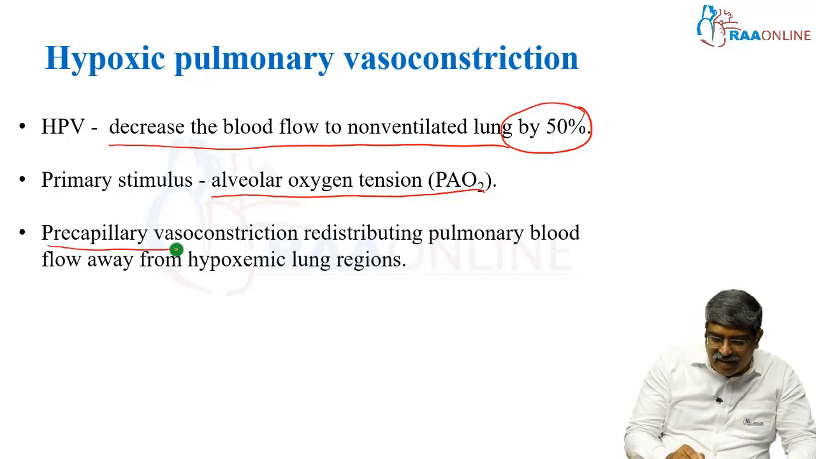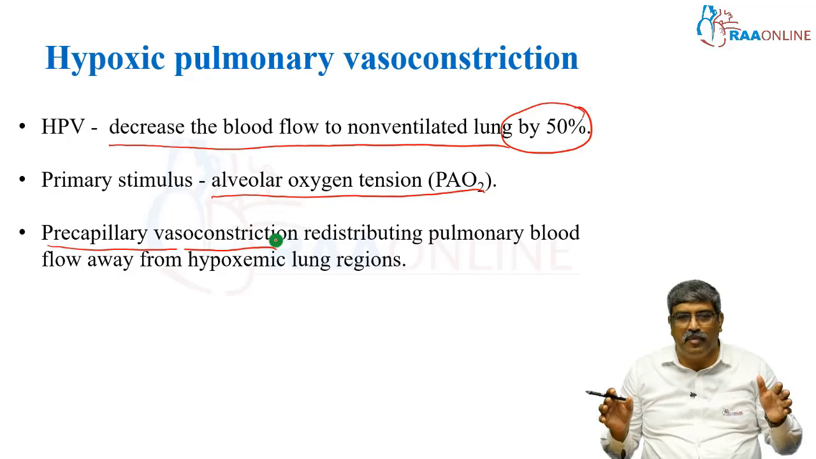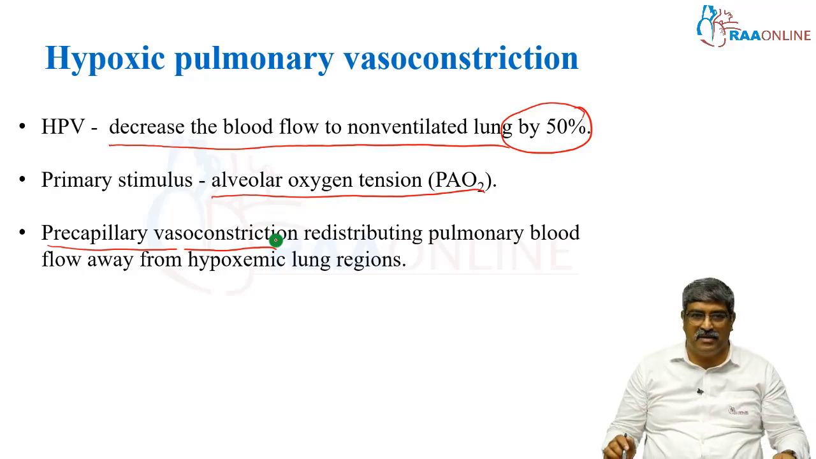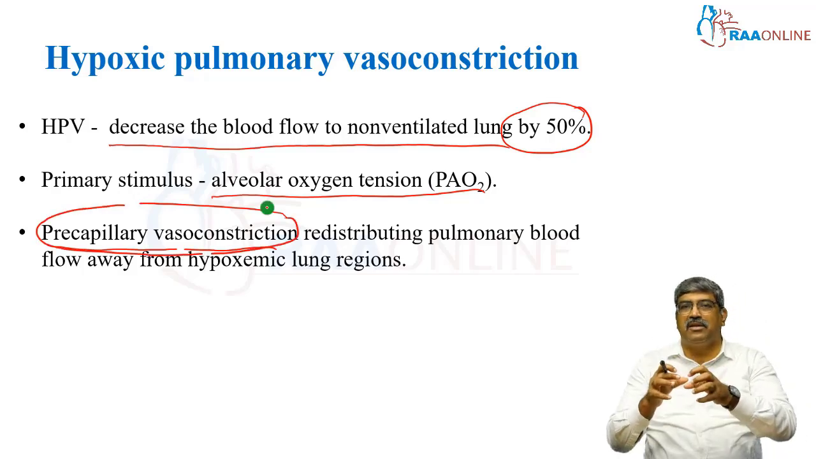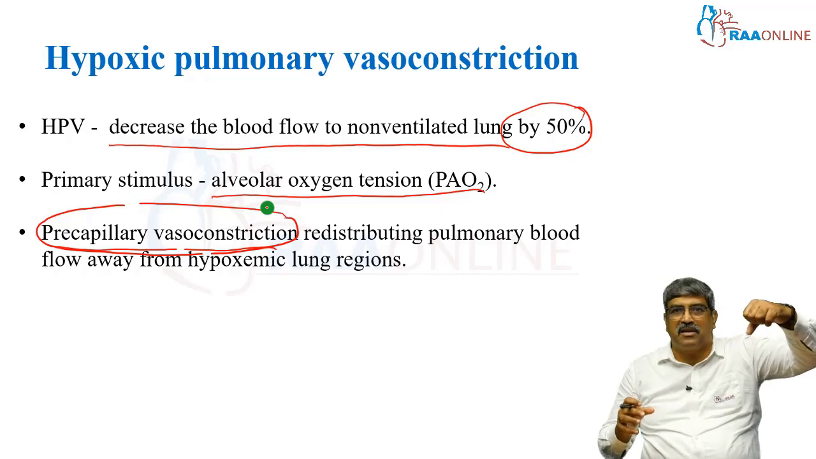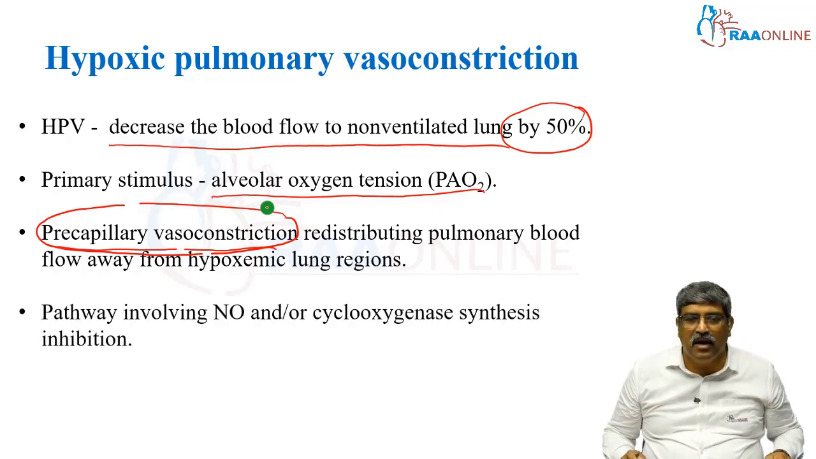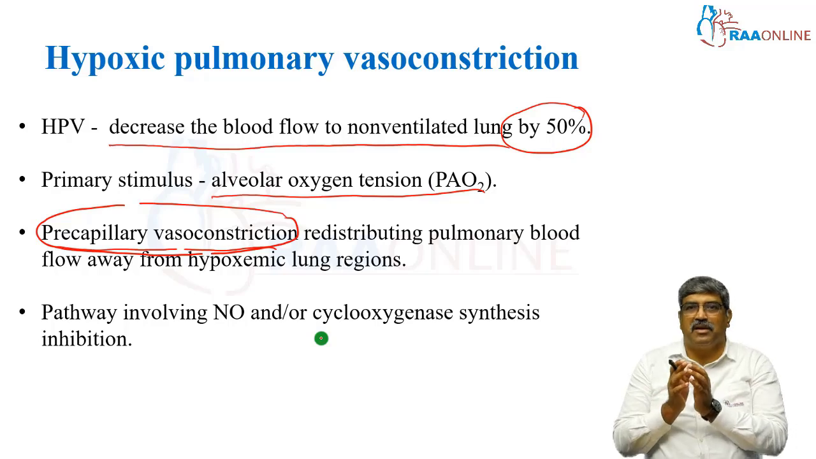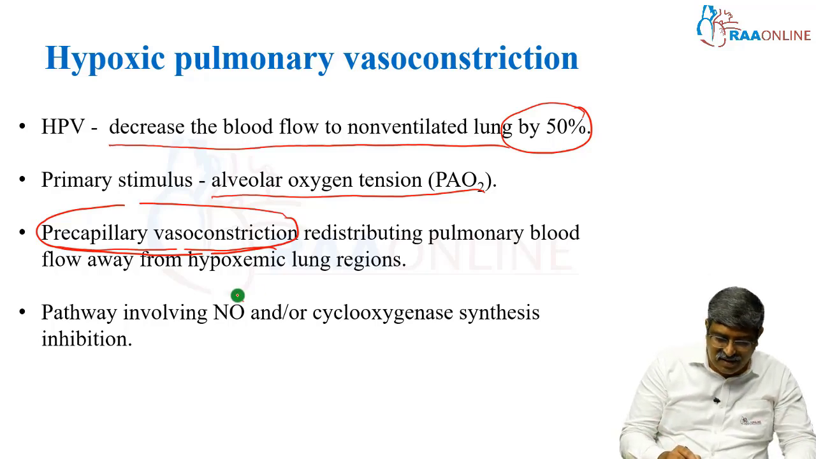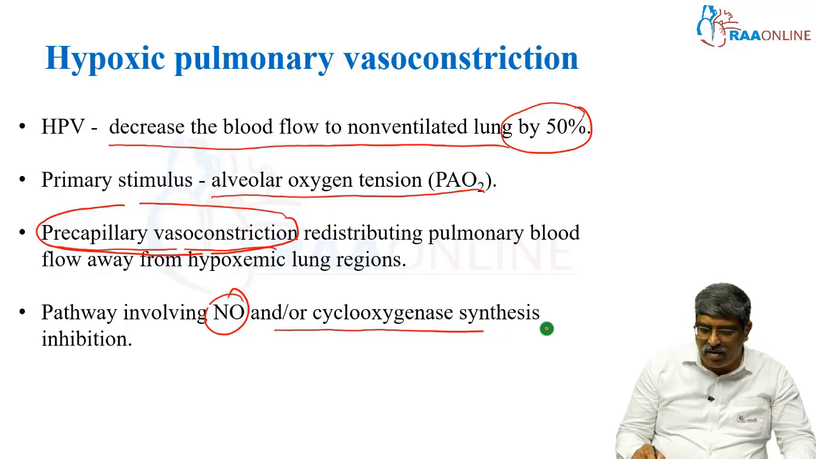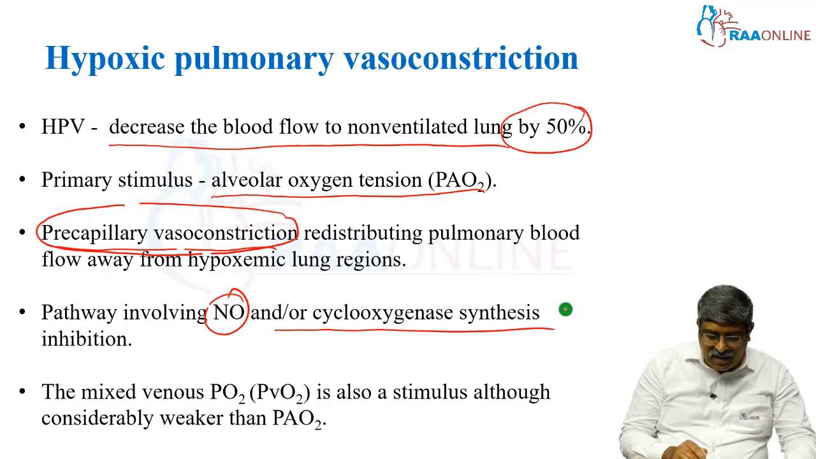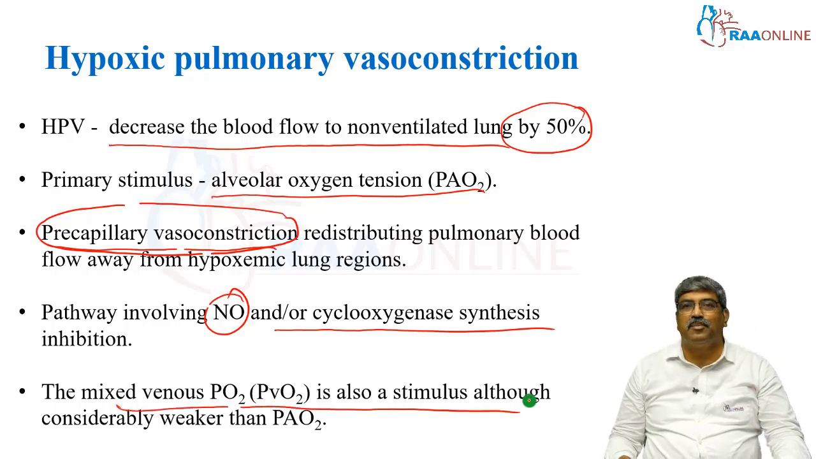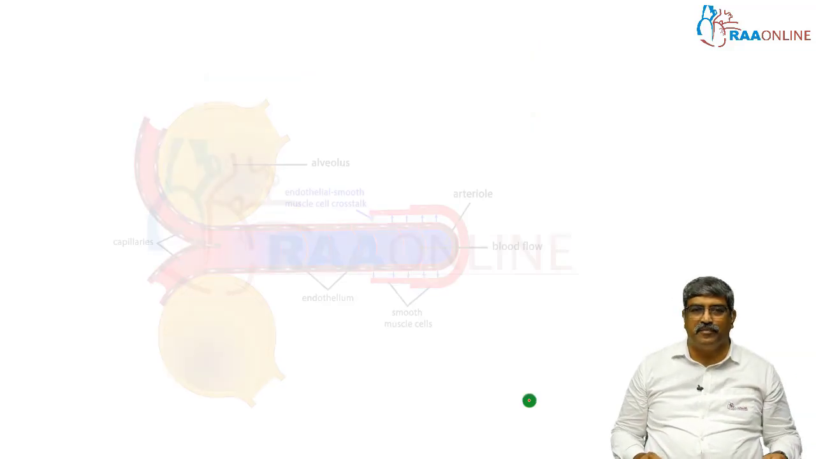Your precapillary vasoconstriction redistributes pulmonary blood flow from the hypoxemic lung region. It is the precapillary vasoconstriction that plays a role. Whenever there is hypoxia, this precapillary junction undergoes vasoconstriction. And the pathway involved for this hypoxic pulmonary vasoconstriction is nitric oxide and/or cyclooxygenase synthesis inhibition. The mixed venous PO2 is also a stimulus but considerably weaker than alveolar oxygen partial pressure.